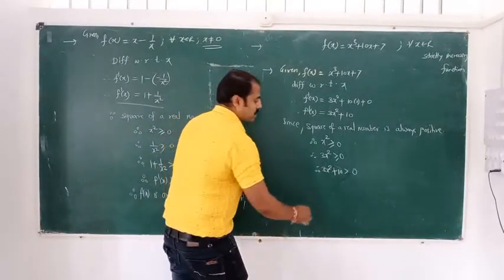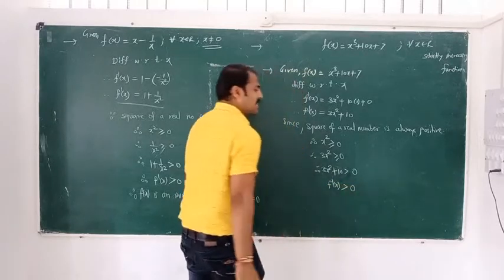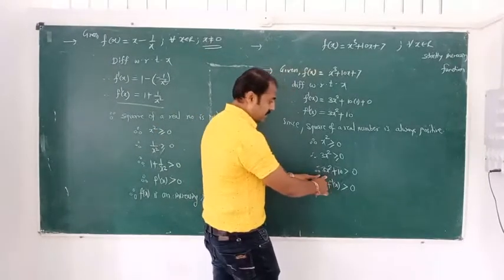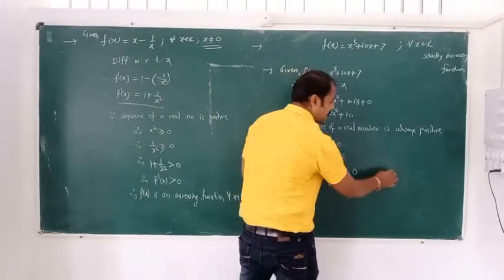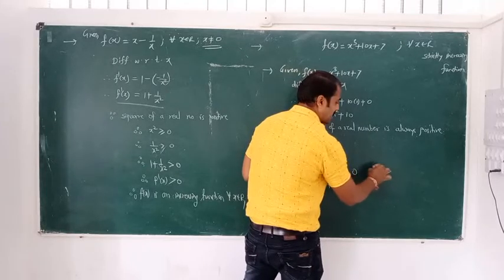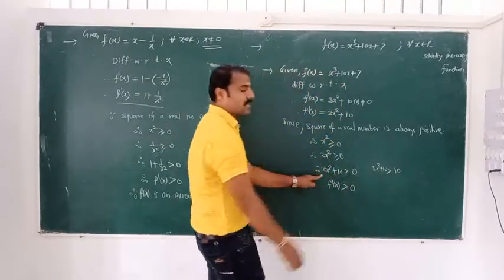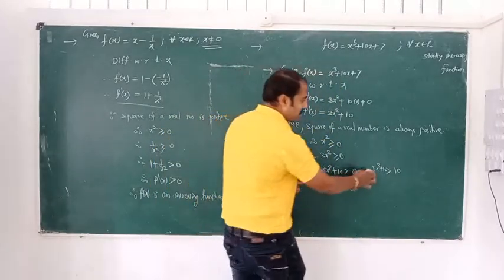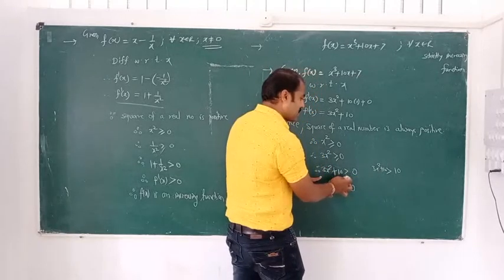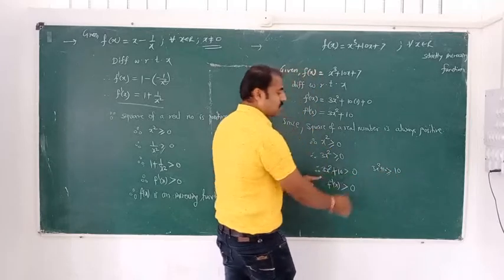What is 3x square plus 10? It is nothing but f dash of x. F dash of x is strictly greater than 0. Look here, we add 10 to both sides, LHS becomes 3x square plus 10 and RHS becomes 0 plus 10, which is 10. So 3x square plus 10 is greater than 10, it means that 3x square plus 10 is strictly greater than 0.